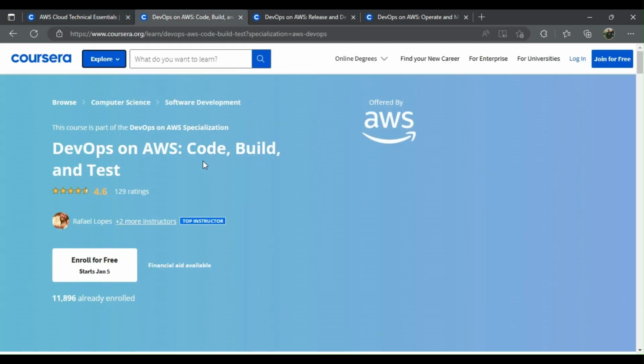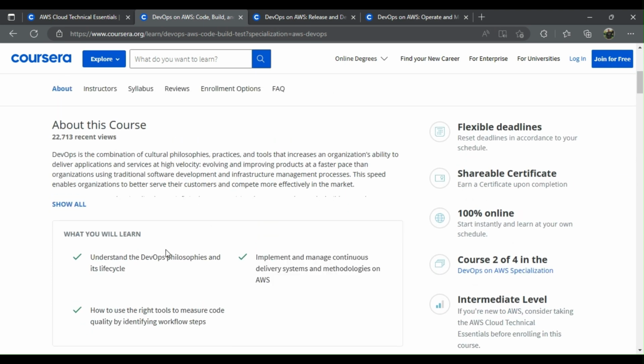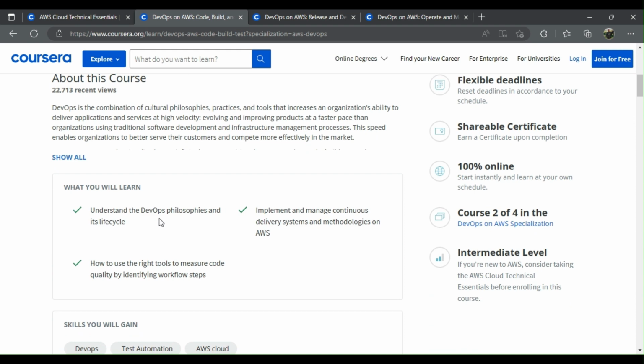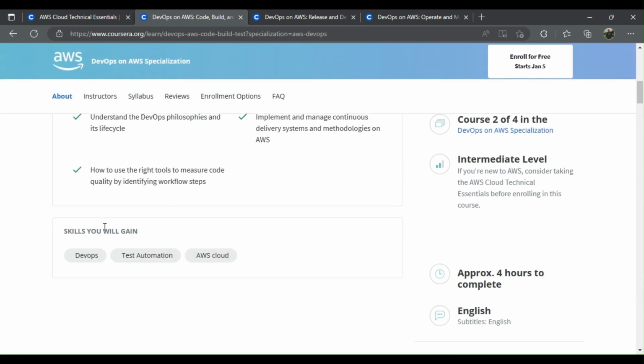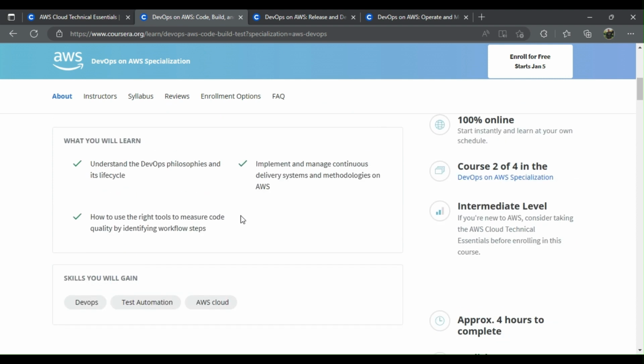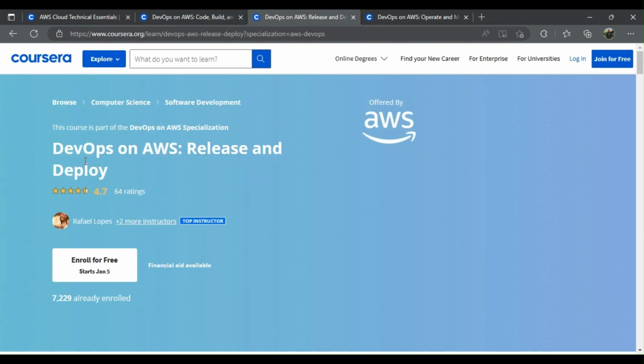2. DevOps on AWS: Code, Build, and Test. What you learn: Understand the DevOps philosophies and its lifecycle. How to use the right tools to measure code quality by identifying workflow steps. Implement and manage continuous delivery systems and methodologies on AWS.